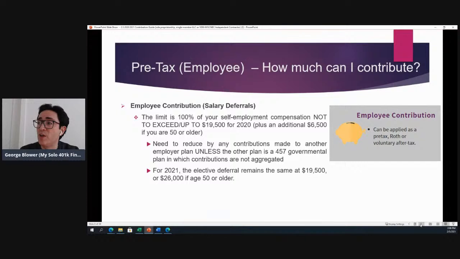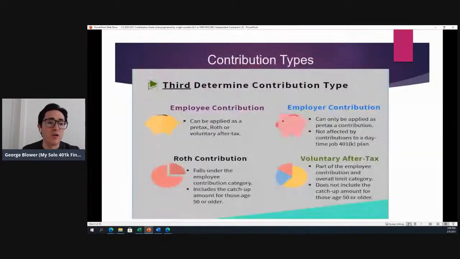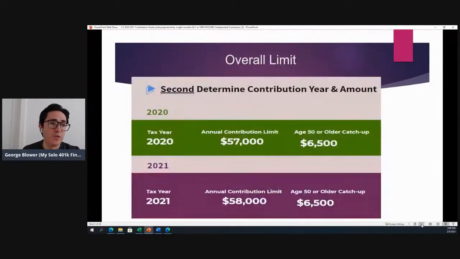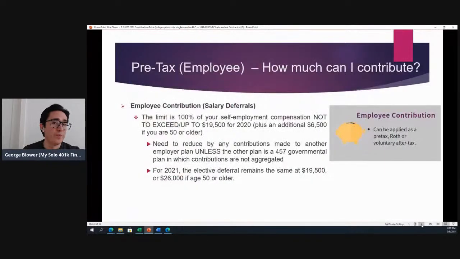Your next question: I have W-2 from a day job and 1099 from another employer. Does the salary deferral get based on the W-2? No, it is not. So your ability to make contributions to the solo 401k is always limited to your earned self-employment income. That's what we mentioned back here on this slide. Don't consider W-2 wages from other sources, e.g. day job. So good question.